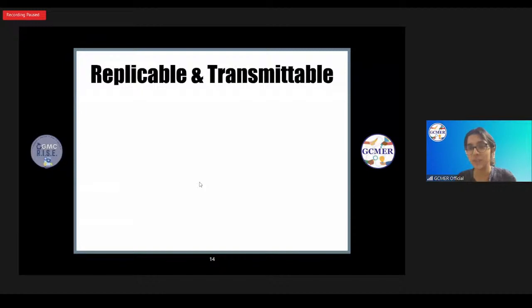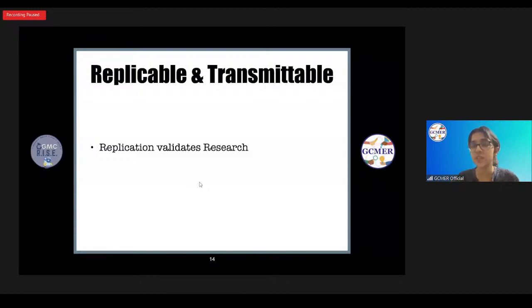Another aspect of research is that it needs to be replicable and transmittable, right? And when I was talking about publications and all that, I was talking about exactly this. Replication validates data, right? Whenever you're doing any research, why is it that we write the methodology in such great detail and we go from each tiny detail to the next, to make sure that anyone who is reading your research understands how you did it, right?